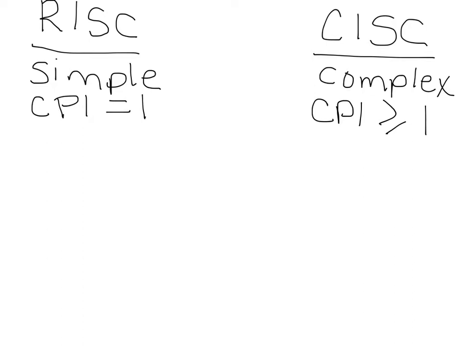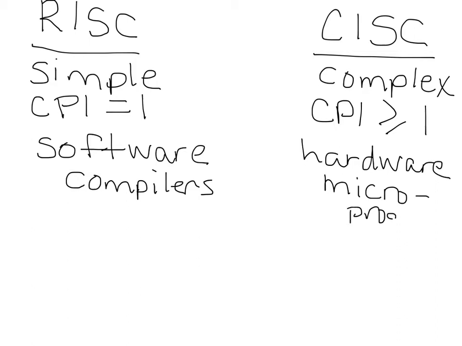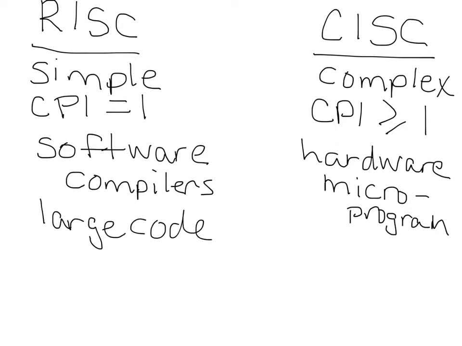RISC, the emphasis is on software. Compilers. CISC, the emphasis is on hardware. Microprogramming and hardware. Lots of instructions microprogrammed. RISC, large code size. CISC, small code size.